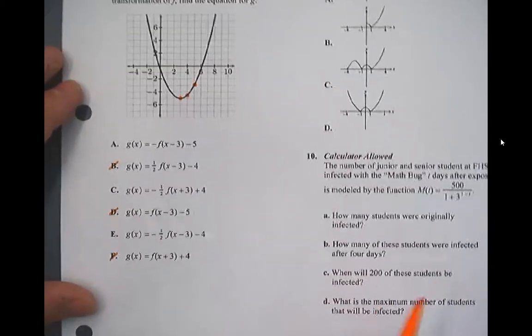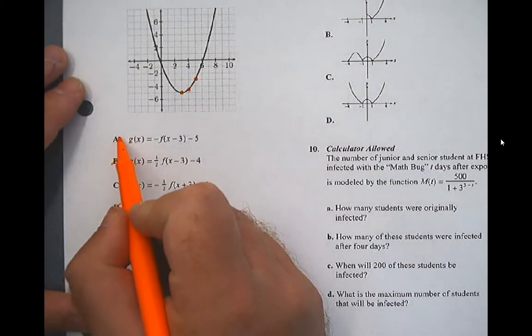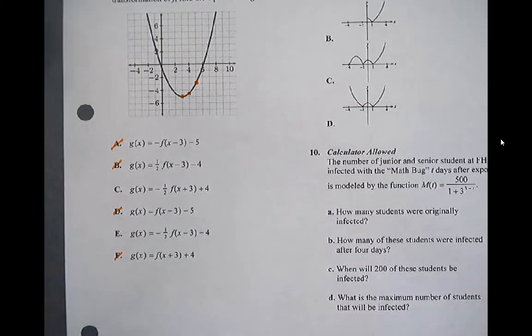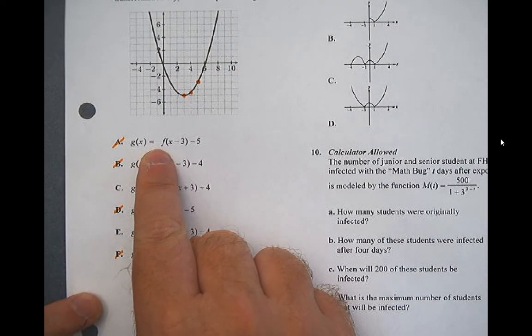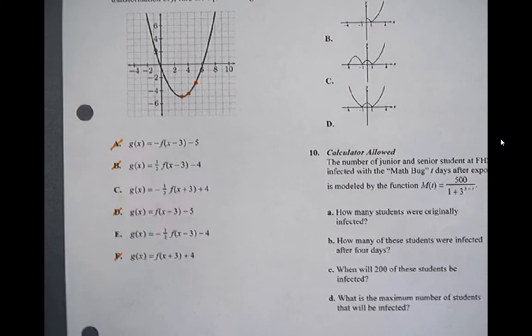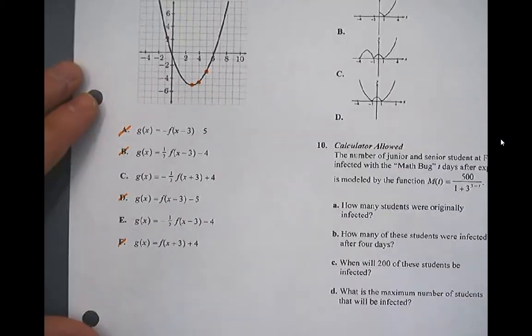So now I can eliminate even more. I know there has to be a vertical stretch of 1/2, or a compression of 2 if you want to look at it that way. And this one doesn't have a 1/2 out in front. So I've eliminated anything without a 1/2 and anything without a negative. Now I'm down to 50-50 if I have to guess. And from here, you even could really just kind of look and just think about it logically.